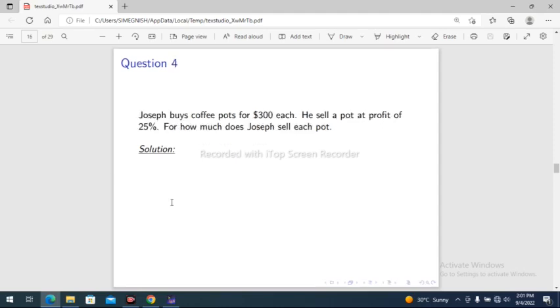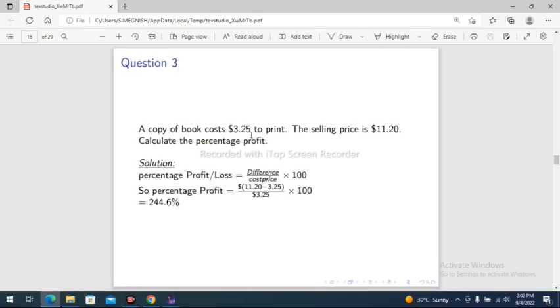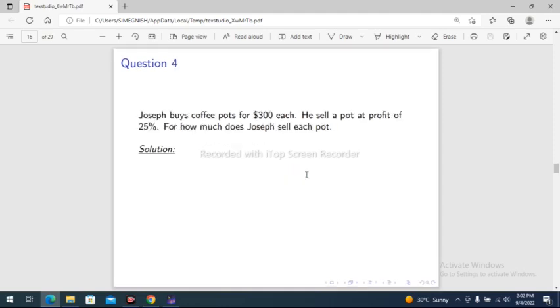So this next question is, Joseph buys coffee pots for 300 US dollars each. He sells a pot at a profit of 25%. Now, how much does Joseph sell each pot? Remember this formula here: we have profit, the difference over the cost price, times 100. So we are applying the same formula here.